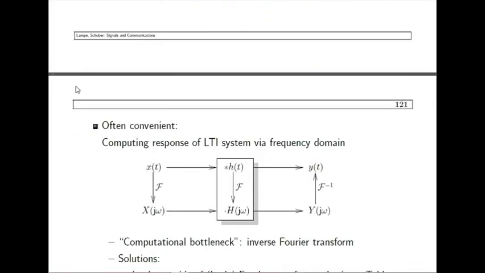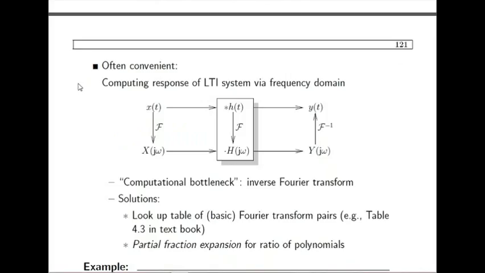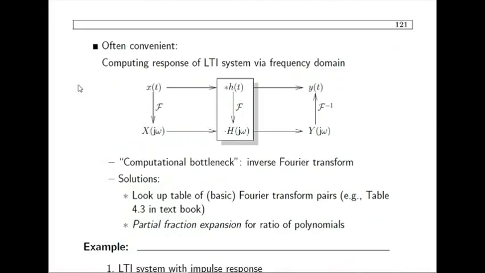This is a block diagram you can see for the Fourier transform or the frequency response of an LTI system. If you pass x(t) through h(t) by convolution, you will get y(t). If you take the Fourier transform of x(t), then X(jω) passed through H(jω) with multiplication gives you Y(jω), and its inverse Fourier transform will give you the output y(t).